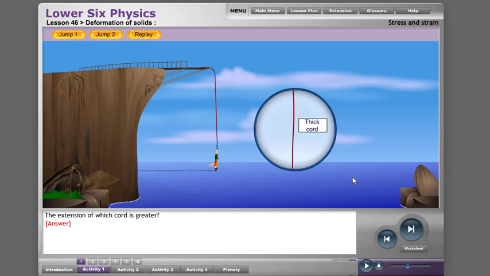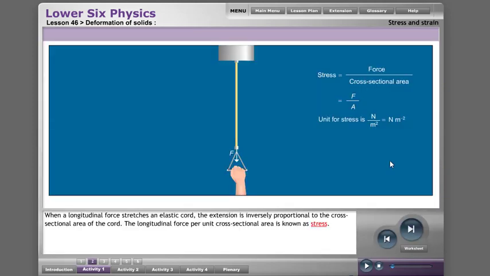The extension of which cord is greater? Answer: the extension of the thinner cord is greater. When a longitudinal force stretches an elastic cord, the extension is inversely proportional to the cross-sectional area of the cord. The longitudinal force per unit cross-sectional area is known as stress.